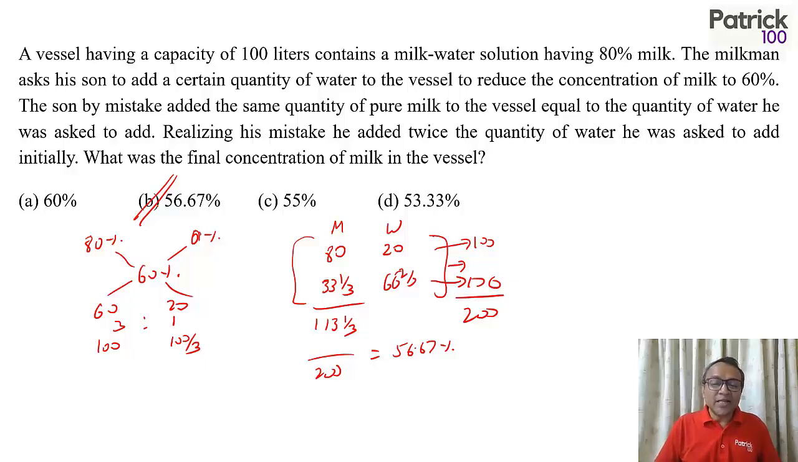So alligation: find the ratio, find how much milk you have added, double that is the water you have added, and then you can make out the value. If you understand the sum, you can solve it fast without equations, just by forming simple methods like alligation or putting in values.